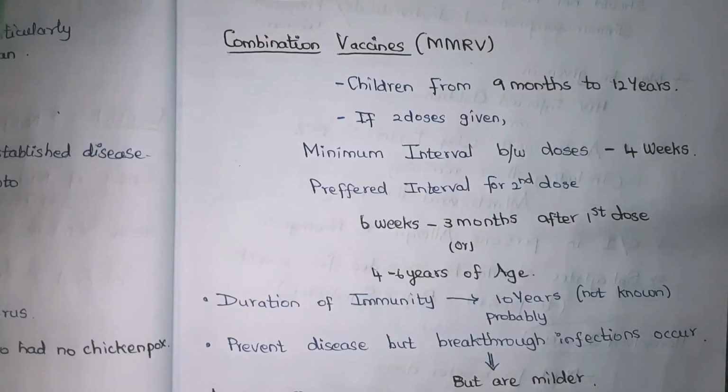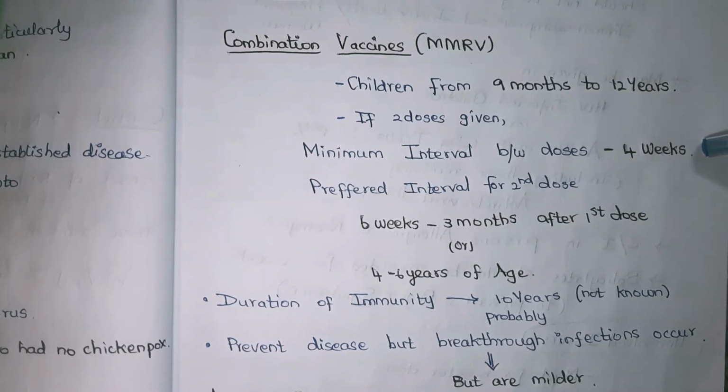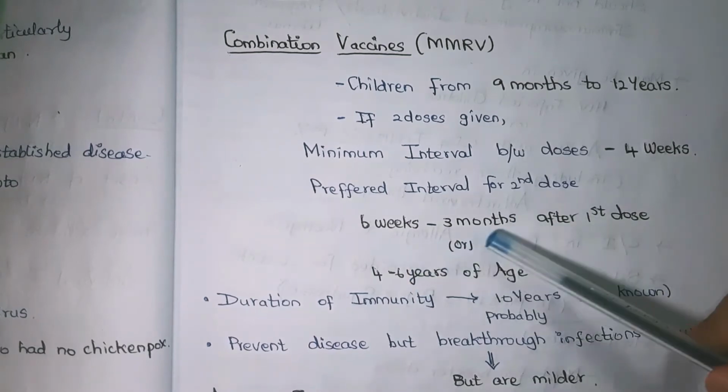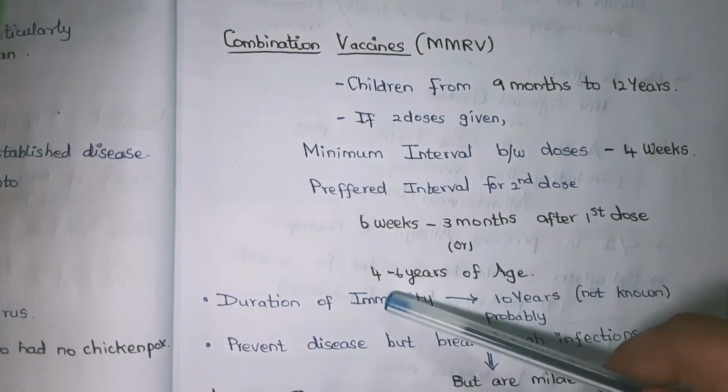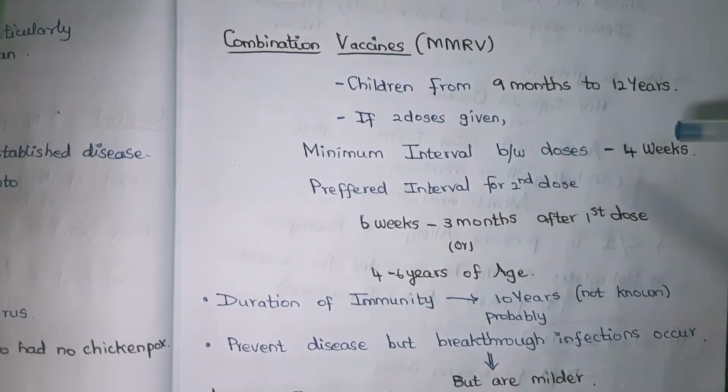Combination vaccines, which include MMRV. Here, children from 9 months to 12 years can be given this vaccine. If 2 doses are given, the minimum interval between these 2 doses should be 4 weeks, and the preferred interval should be 6 weeks to 3 months after the first dose, or at 4 to 6 years of age. So this is the preferred interval for the second dose, but the minimum should be 4 weeks.